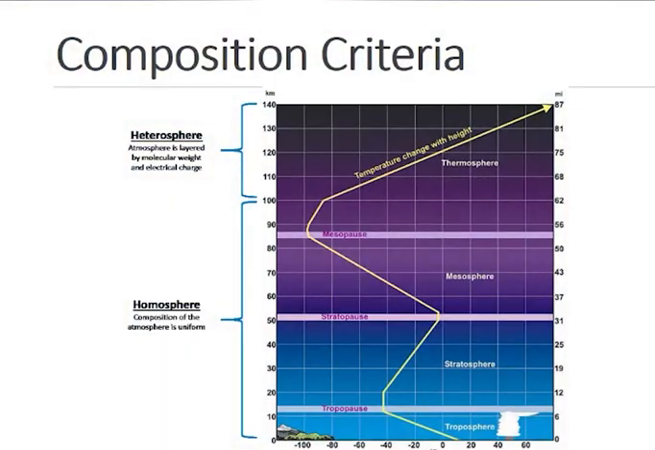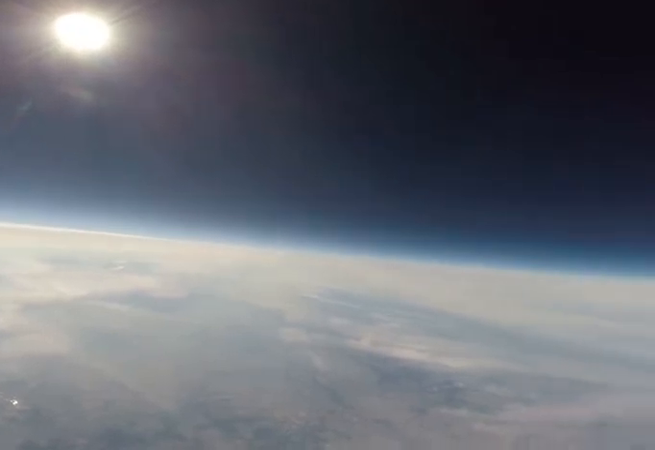The third criterion is composition. Then we have homosphere and heterosphere. The outer atmosphere begins about 50 kilometers from the Earth's surface and extends to space. Gases are not evenly mixed but sorted by gravity, according to their atomic weight and reaction of the gases with solar radiation. Less than 0.001% of the mass of the Earth's atmosphere is in the heterosphere.